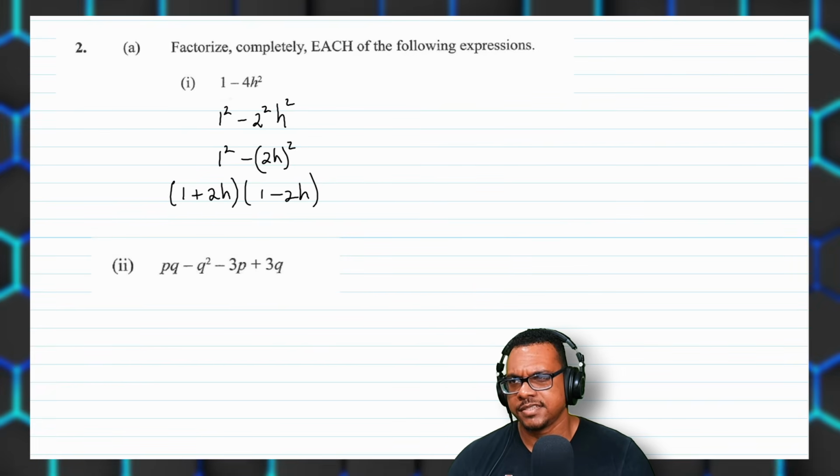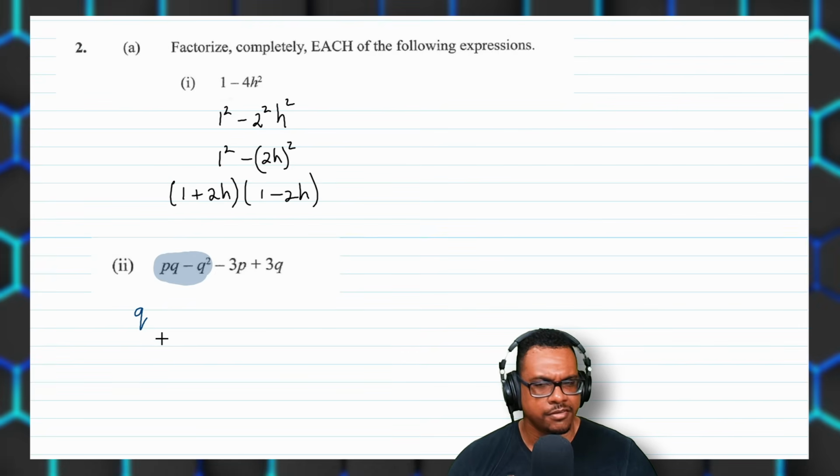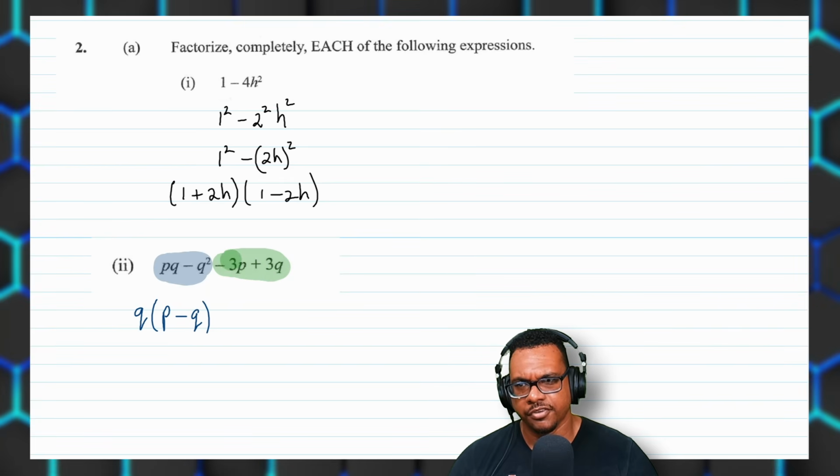So what I'll do is, I'll look at the first two terms. And I'll say what's common between these two. And of course, that'll be q. So q is my highest common factor. Open brackets. Divide pq by q, so the q's will cancel and p remains, and divide q squared by q. And of course, I'll get q to the power 1 when I divide those two. So that's just q. Then I'll look at the next two terms. So that'll be negative 3p with positive 3q.